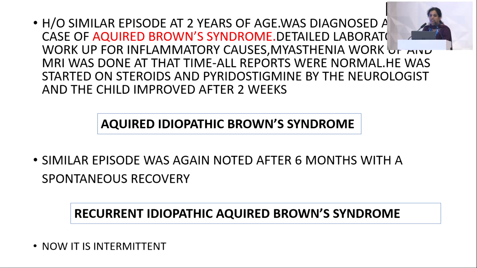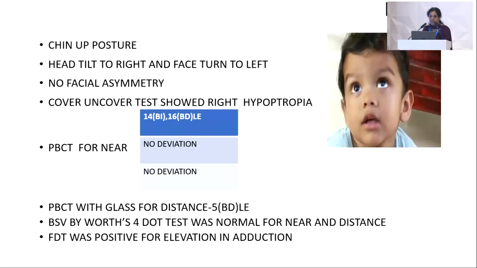A detailed lab workup, inflammatory workup, myasthenia workup and an MRI were done at that time, and all the reports were normal. He was started on steroids and pyridostigmine by the neurologist, and the child improved after 2 weeks. At that time, he was diagnosed as acquired idiopathic Brown syndrome, according to the records. After 6 months, again a similar episode was noted. So the diagnosis became recurrent idiopathic acquired Brown syndrome, and now it became intermittent.